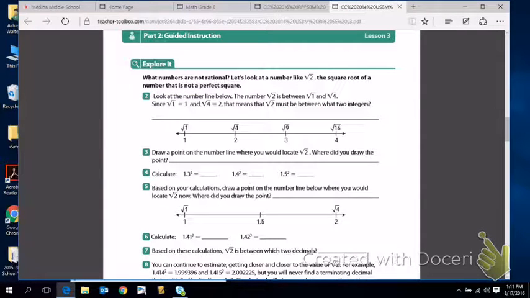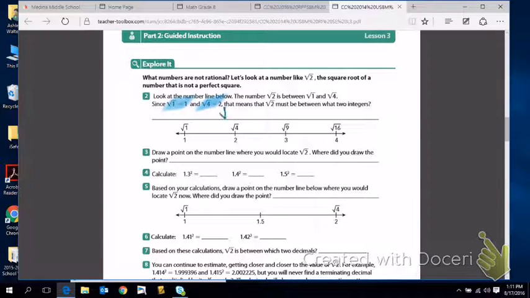During our exploration of numbers, we were looking to see what numbers are not rational. So we were looking at a number like the square root of 2, and the square root of a number that's not a perfect square. So look at the number line below. The number square root of 2 is found between the square root of 1 and the square root of 4. Since the square root of 1 is 1 and the square root of 4 is 2, that means that the square root of 2 must be between what two integers?